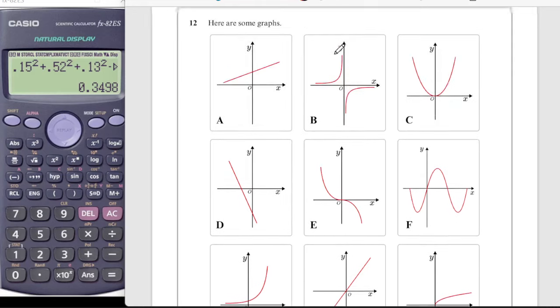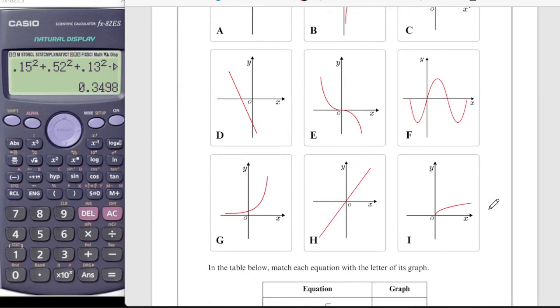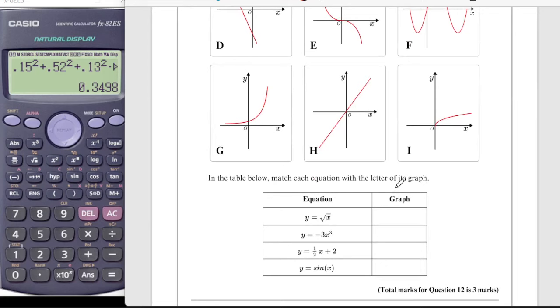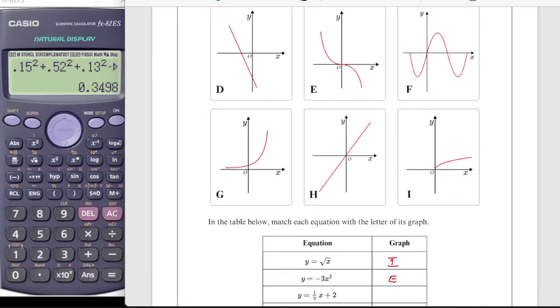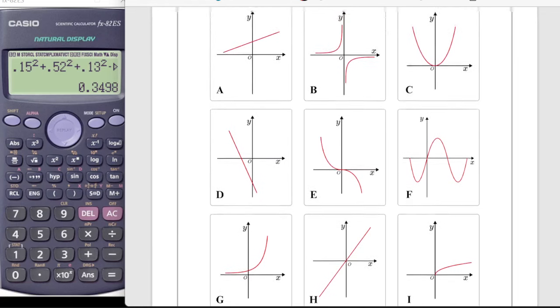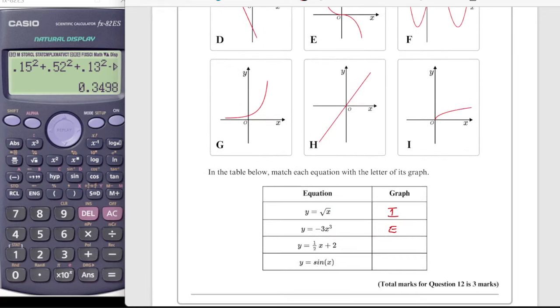If that is a sideways square graph, that would be the graph of kind of y squared. Okay, which fits very nicely. So y is equal to the square root of x, that would be graph I. Negative cubic, that would be graph E. So positive intercept and positive gradient would be graph A. And then the sine one was graph F.